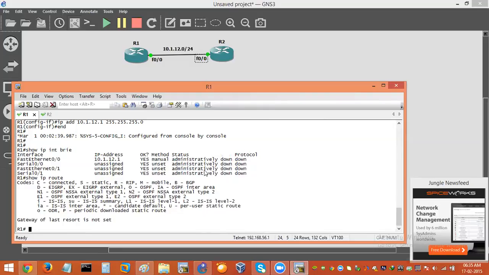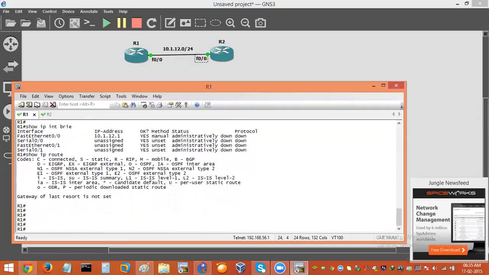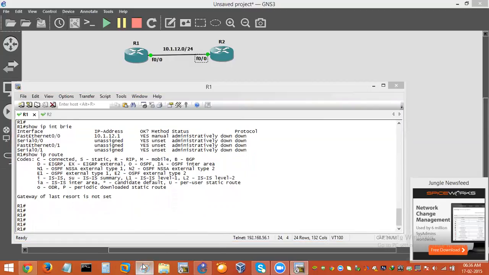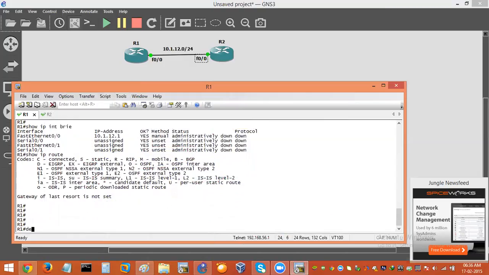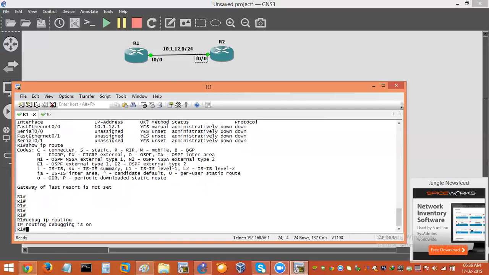So right now, if you go again to R1, and to see that thing happening in detail, what I was talking about on the slide, there's a debug called debug ip routing. Note it down. This debug ip routing command will show you any change that is happening with the routing table. Something going into the routing table, something going out of the routing table, something getting deleted, something getting added to the table, this debug will show you the output of that.